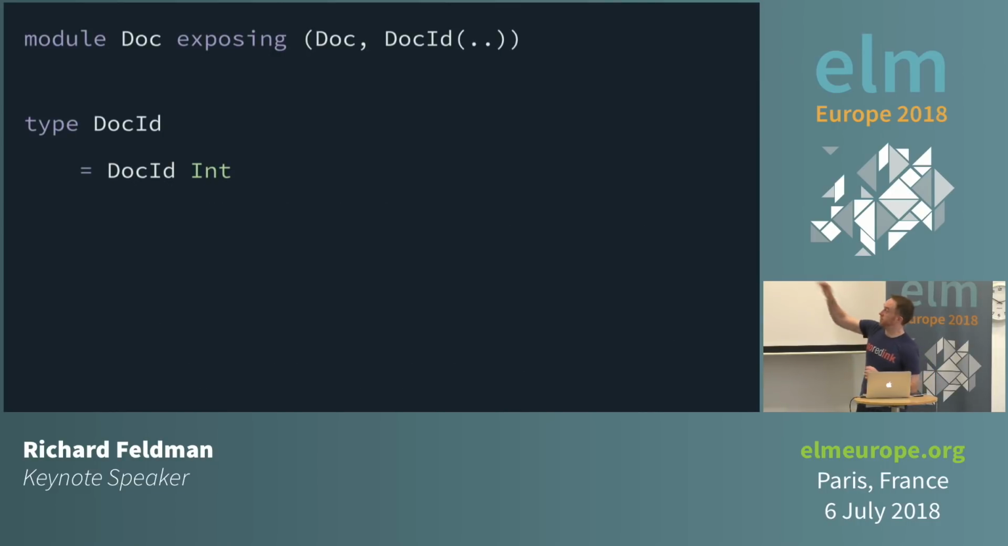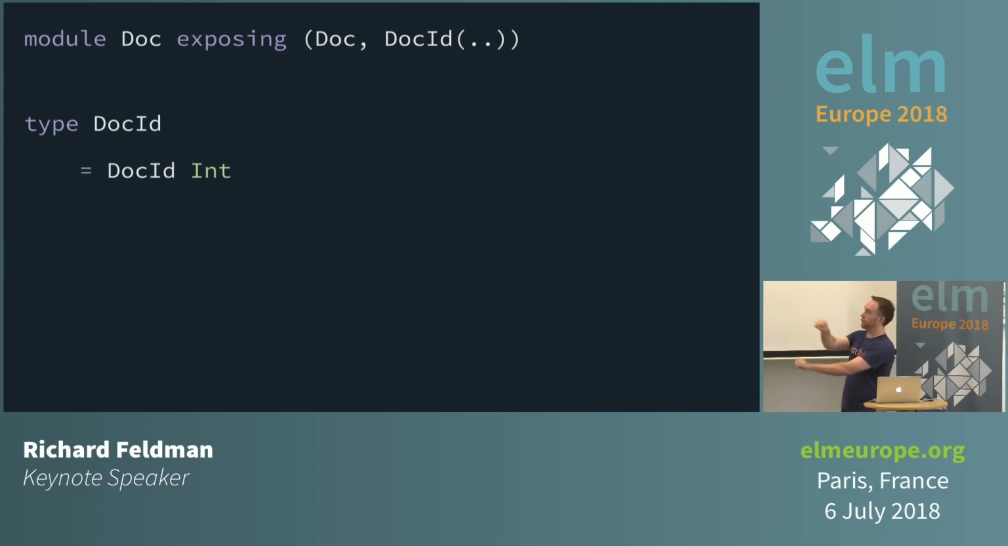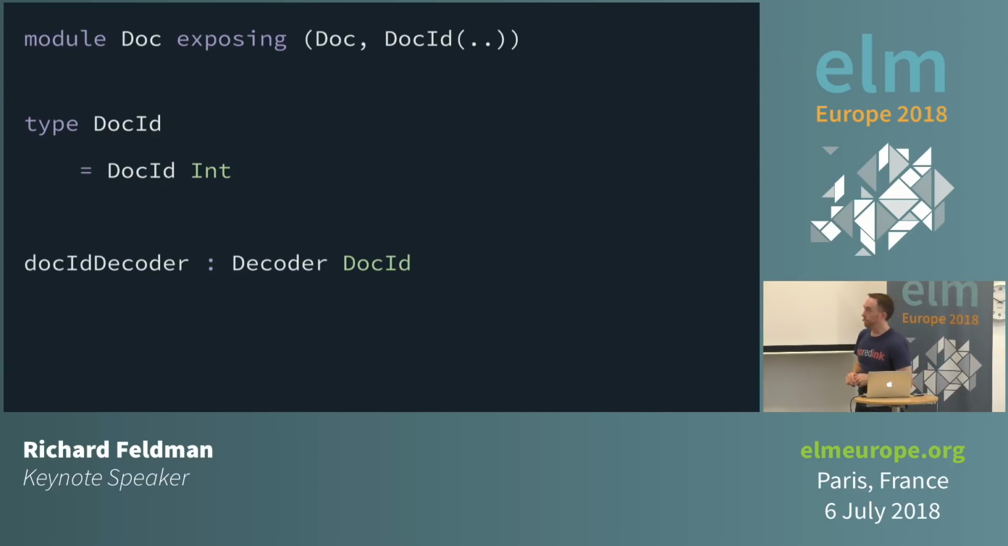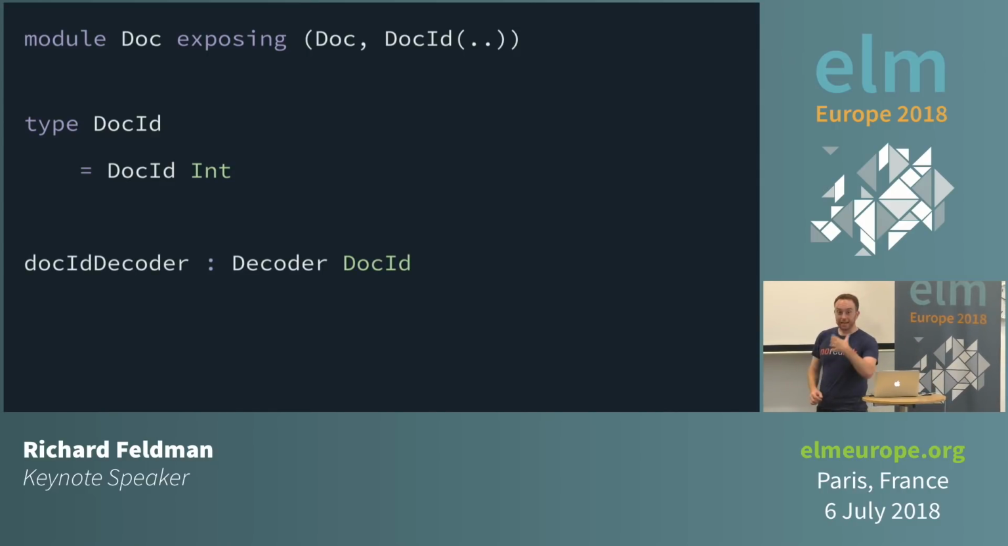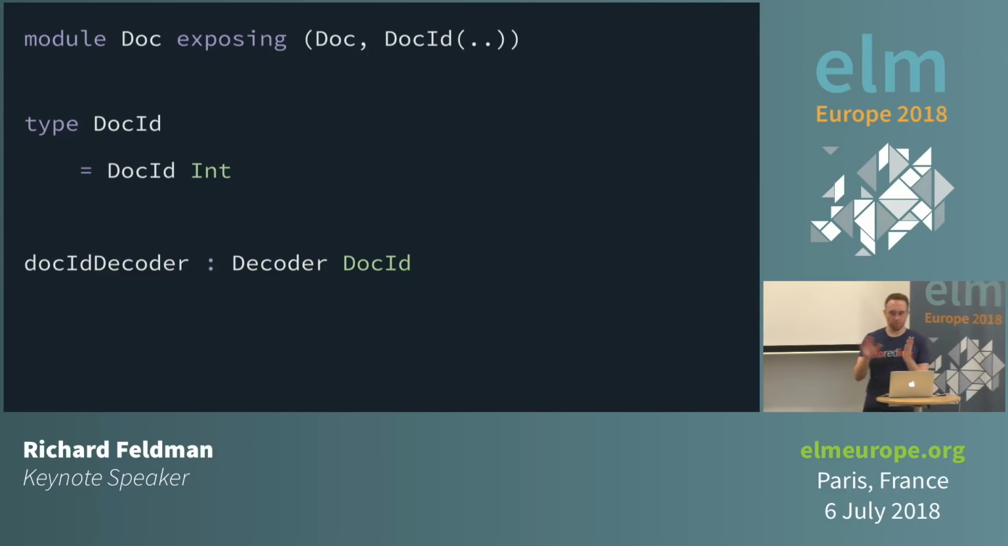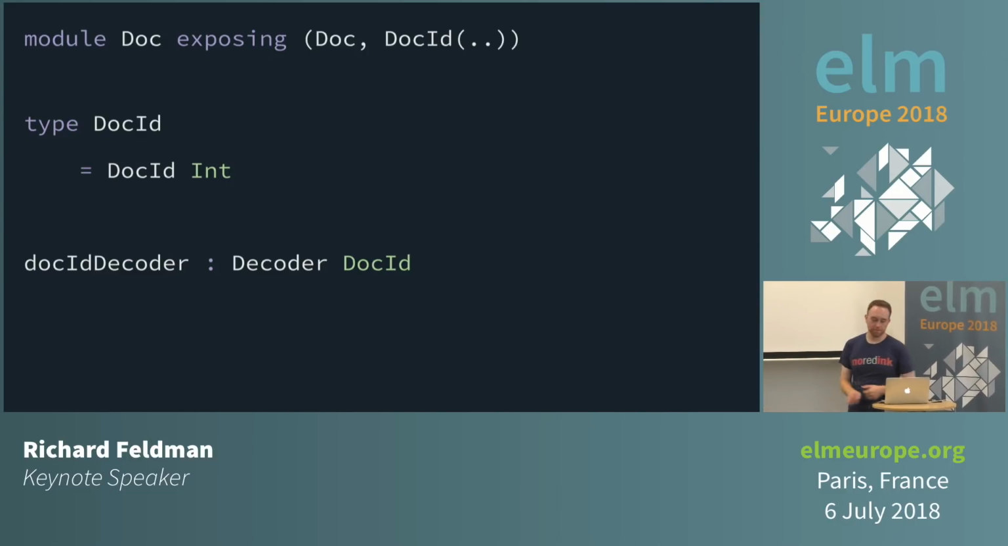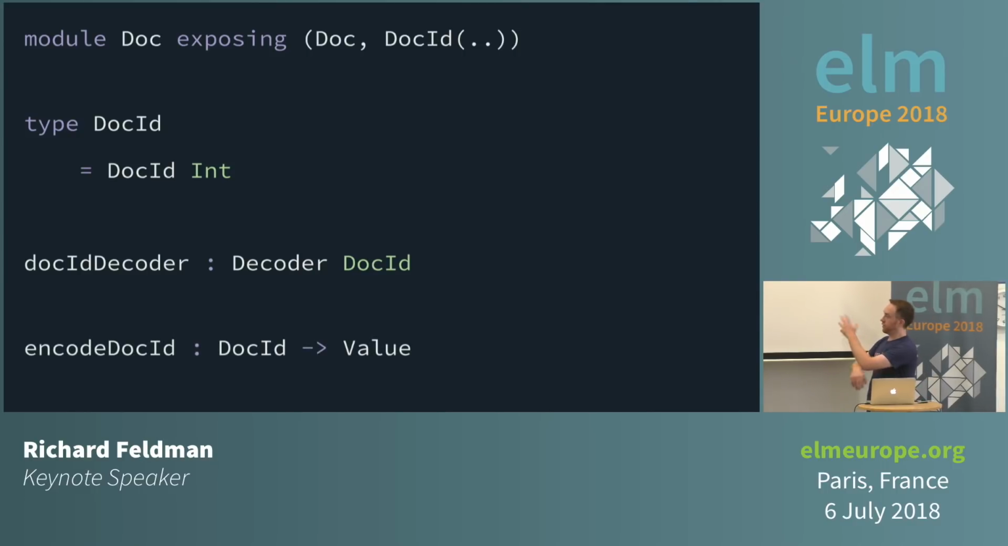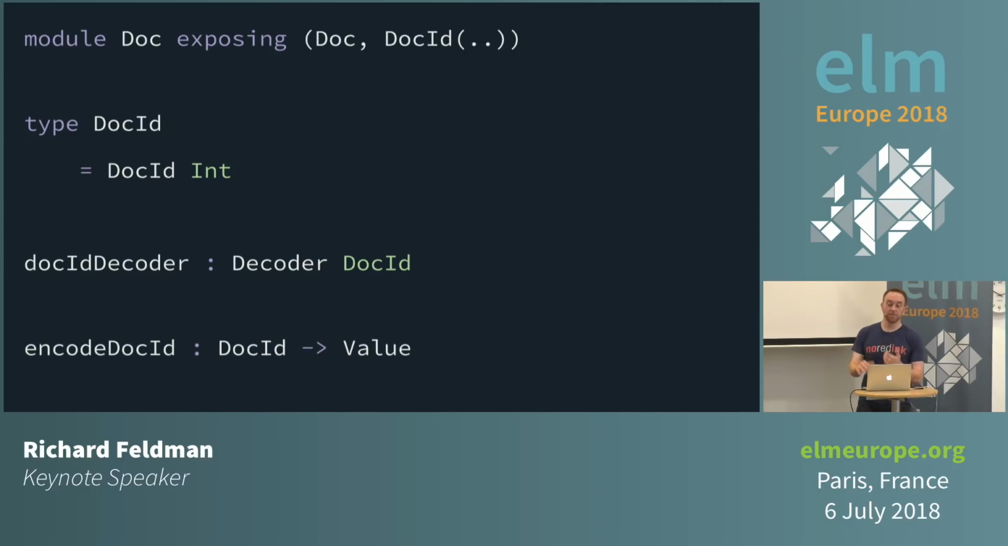In contrast, if we do it this way, it will work because this is actually a distinct type from int. And if I pass the arguments in the wrong order, it won't compile because this union type is not equivalent to an int. Now, if I'm going to do this, I can't use an int decoder anymore. I actually need to define a doc ID decoder, which is a one-liner. It's just Decode.map, Decode.int. Same thing with encoding, also a one-liner, but I do need to define those separately.